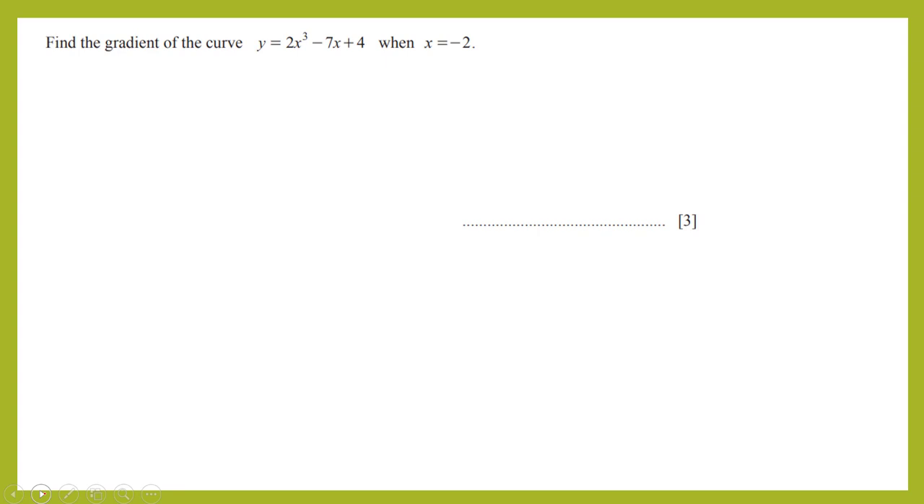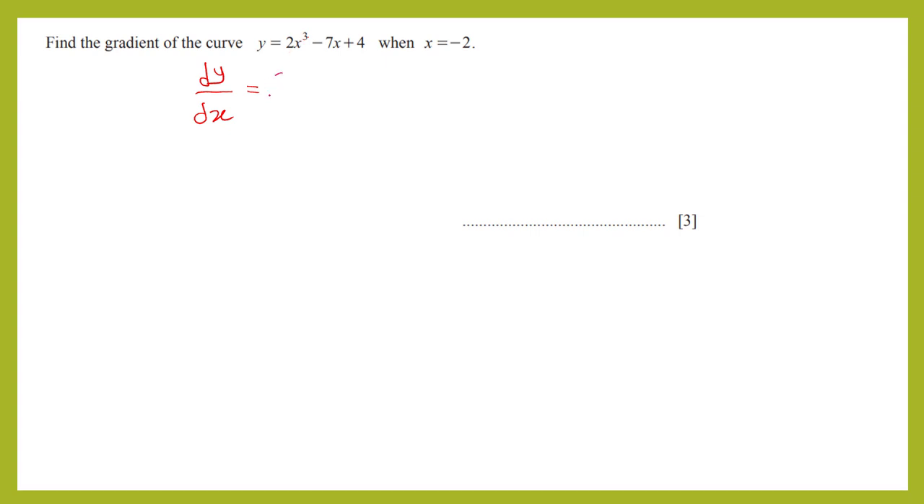Here is a question that asks for finding the gradient of the curve when x is negative 2. So we need to find the gradient of the tangent to this curve when x is negative 2. First of all, you need to find the derivative, and then you will replace each x by negative 2. For the derivative, you're going to multiply the power by the coefficient.